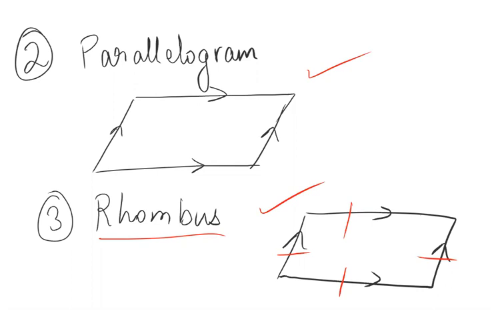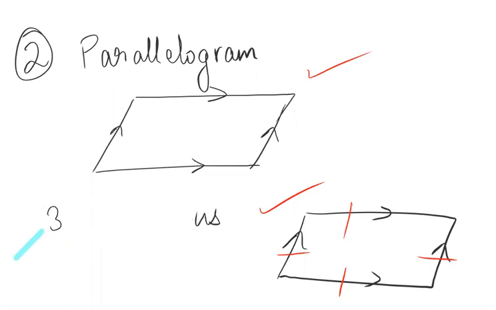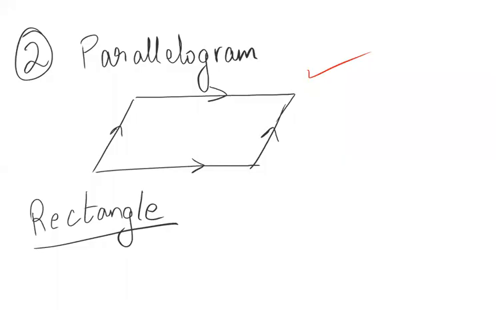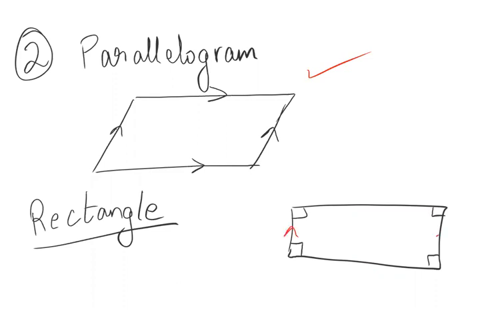Now, a parallelogram forms the basis of all the other shapes. A rectangle is basically a parallelogram whose each angle is 90 degrees. This is 90, this is 90, this is 90, and this is 90. But it's also a parallelogram, therefore the opposite sides are parallel to each other. A parallelogram with one angle 90, which means all angles 90, is a rectangle.